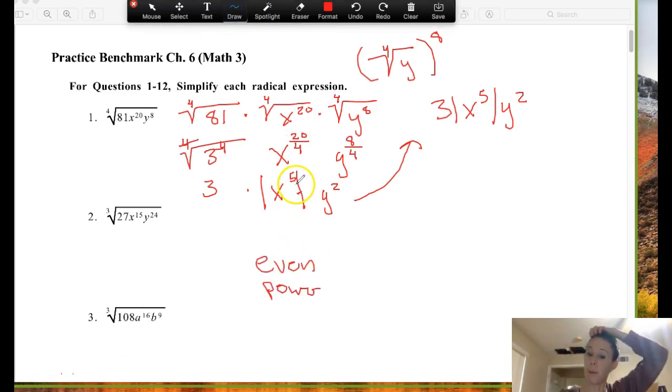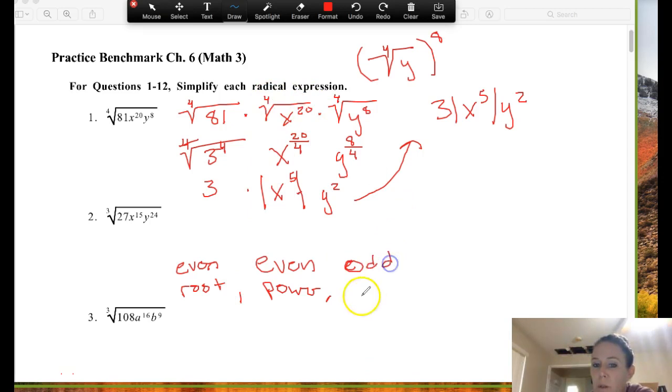All right, guys, this is how I remember when to put an absolute value. If you have an even root and an even power, and you get out an odd power solution, that is when you need the absolute value. So you have an even root, an even power, and your solution has an odd power.